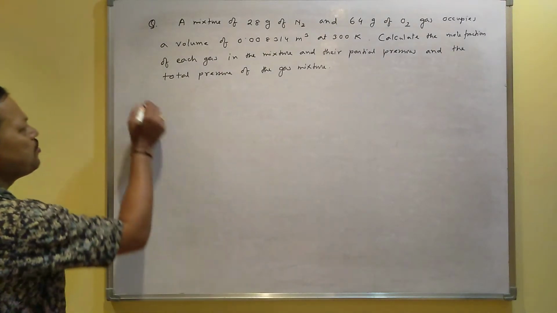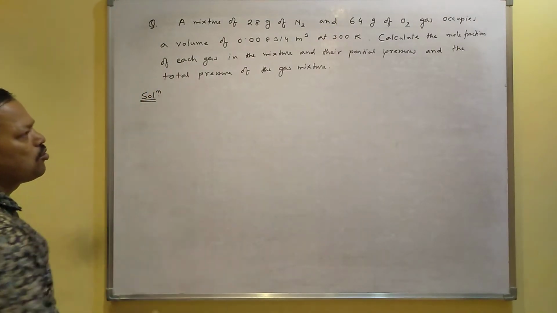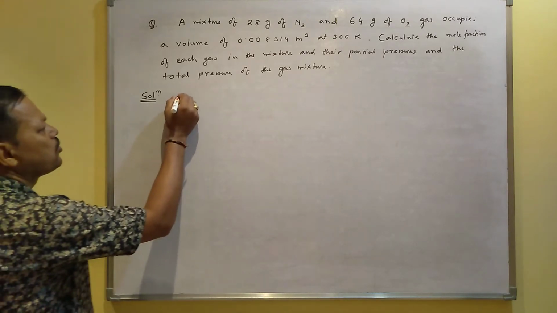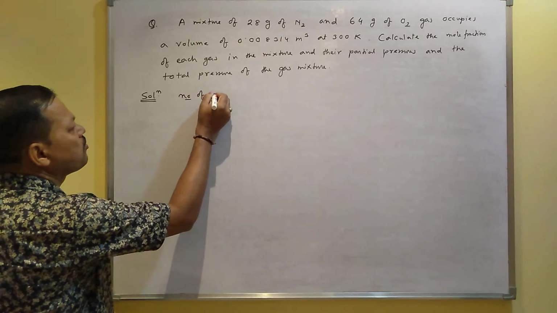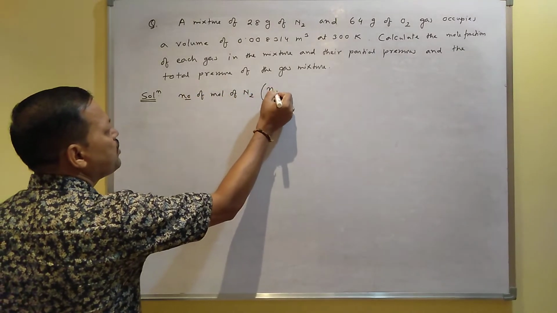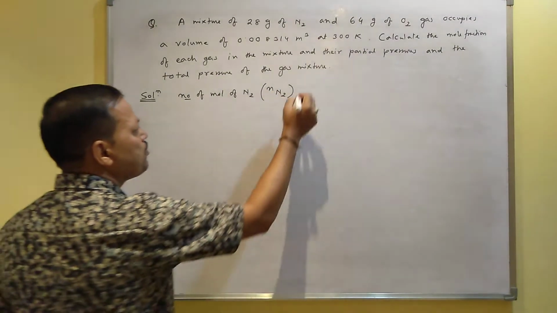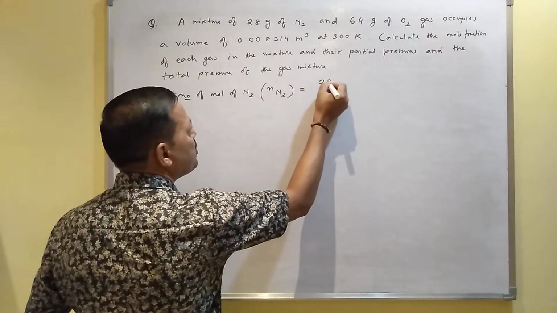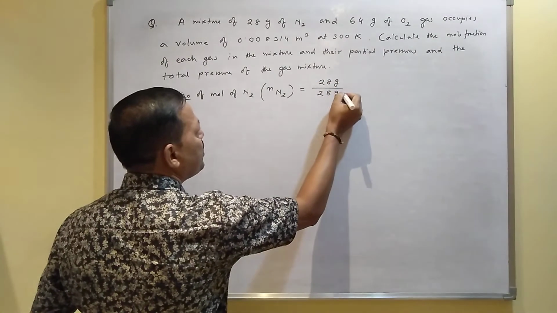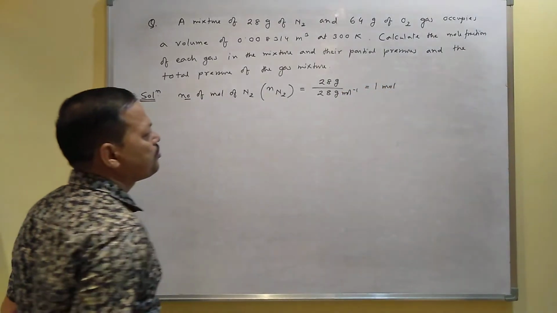So first we will determine the number of moles to determine the mole fraction, because mole fraction is determined from number of moles. So number of moles of nitrogen gas, which is represented by n of N2, is given mass by molar mass. Your given mass is 28 gram. Molar mass of nitrogen gas is also 28 gram per mole. Ultimately we will get 1 mole.